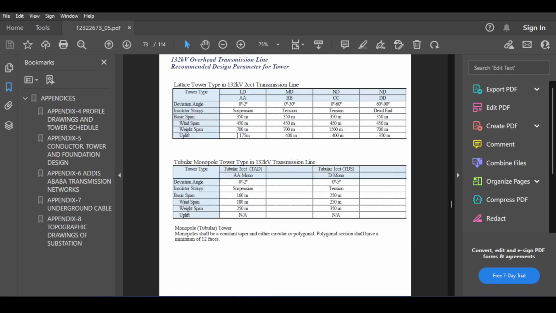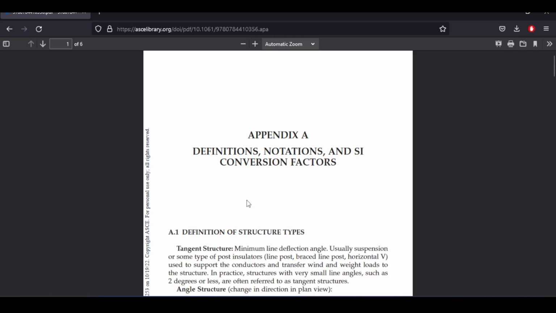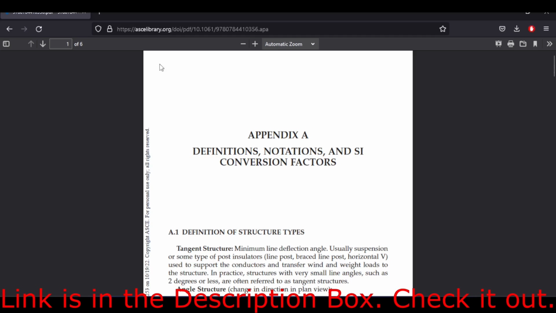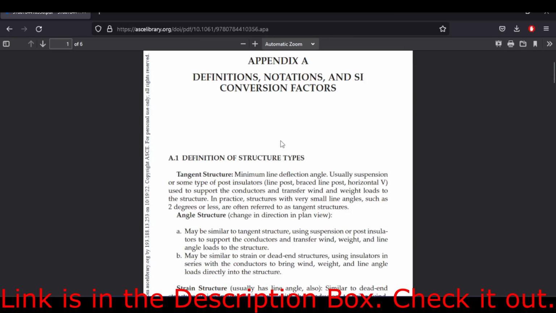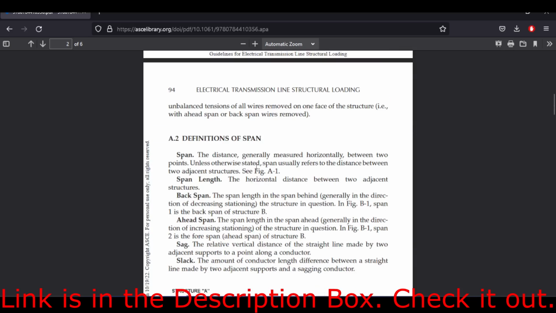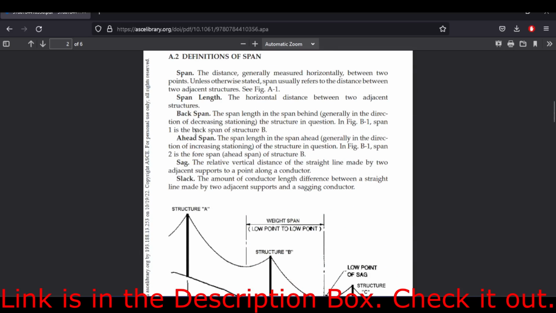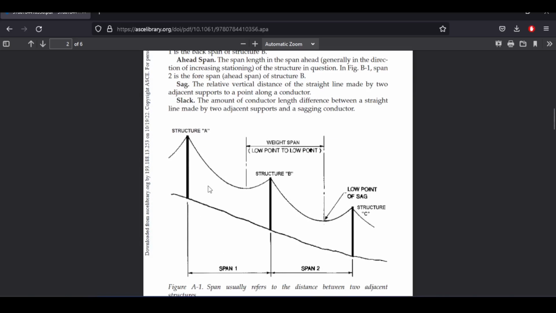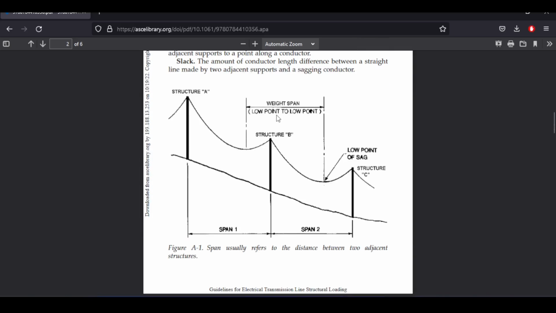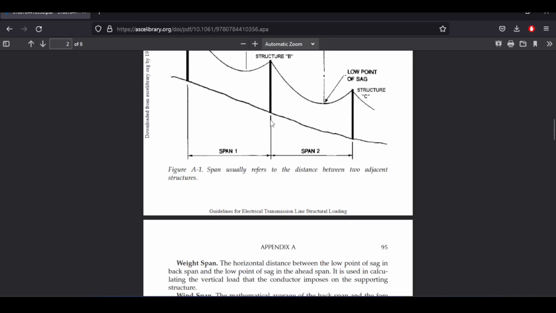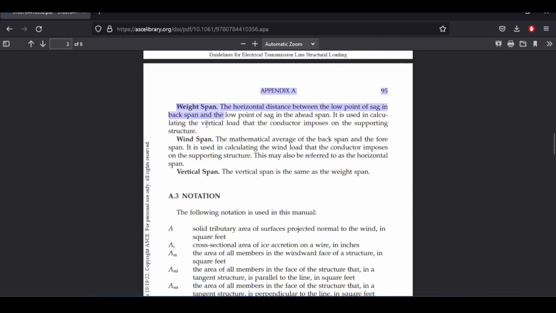To understand how to calculate the loads, you need to understand this different jargon, especially the wind span and the weight span. And to understand this, there is a document done by the ASCE itself, in the ASCE library. It's called Definitions, Notation, SI Conversion Factors, and you need this for transmission towers. It talks about all kinds of definitions, and one of them talks about span, span length, back span, ahead span, sag, slack, etc. You can see a nice drawing here. And now you can start looking at the weight span, and you will have a wind span in a moment. So take a look here. You see weight span and you see wind span.